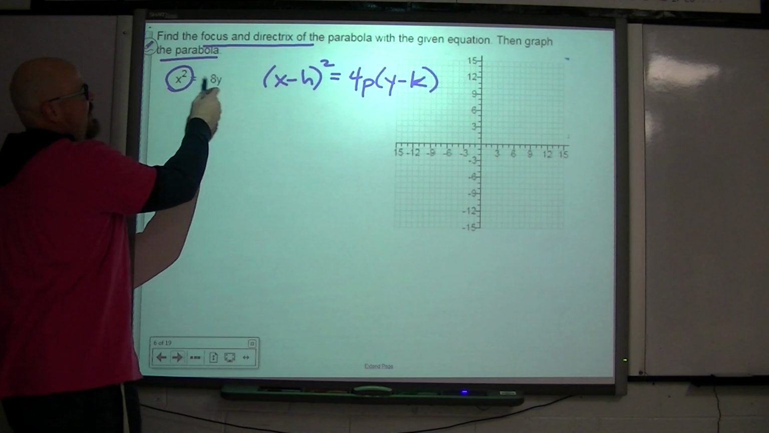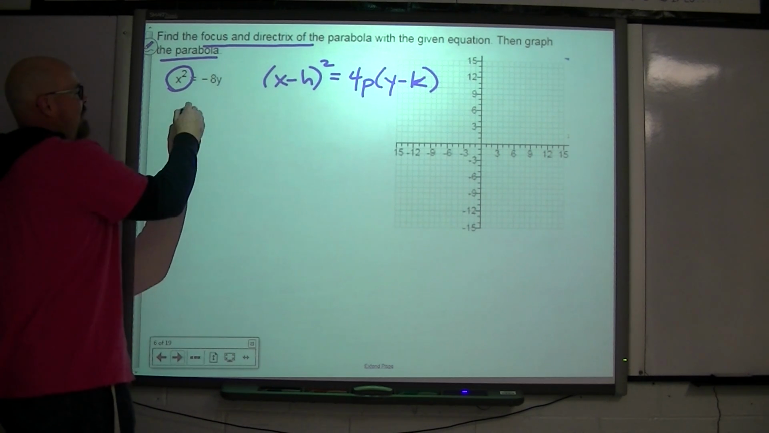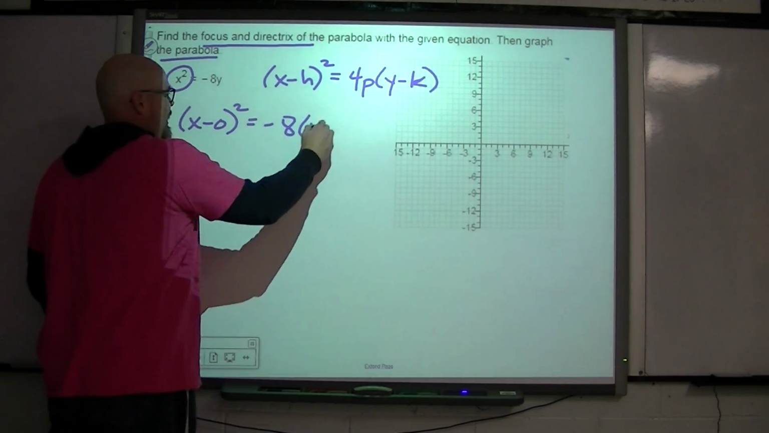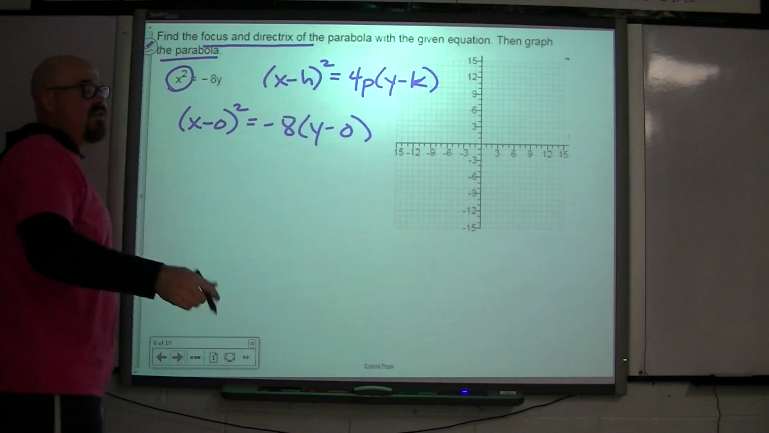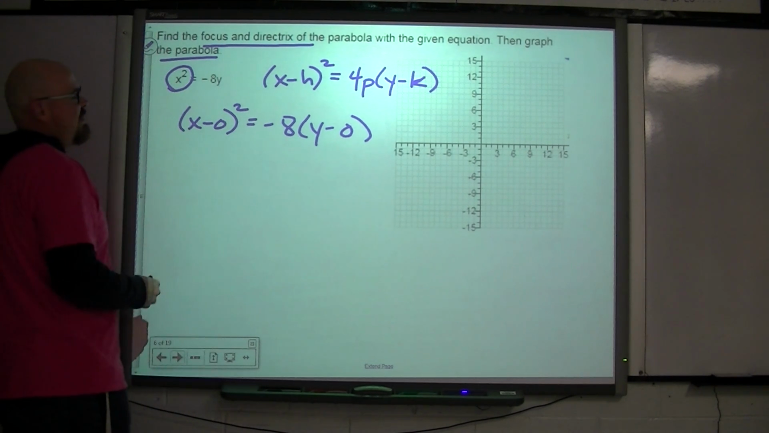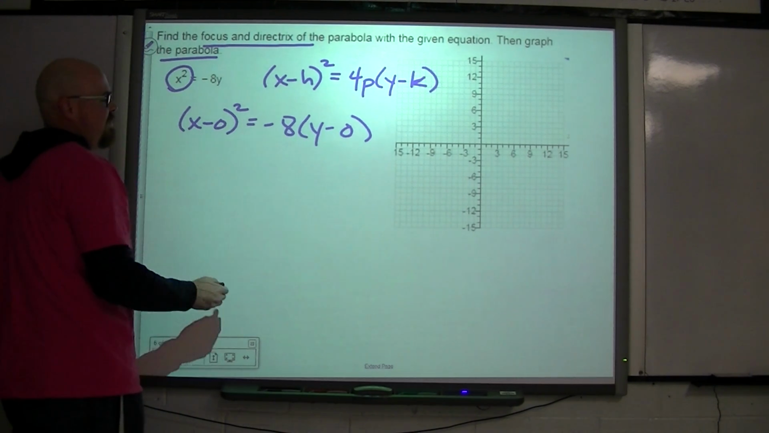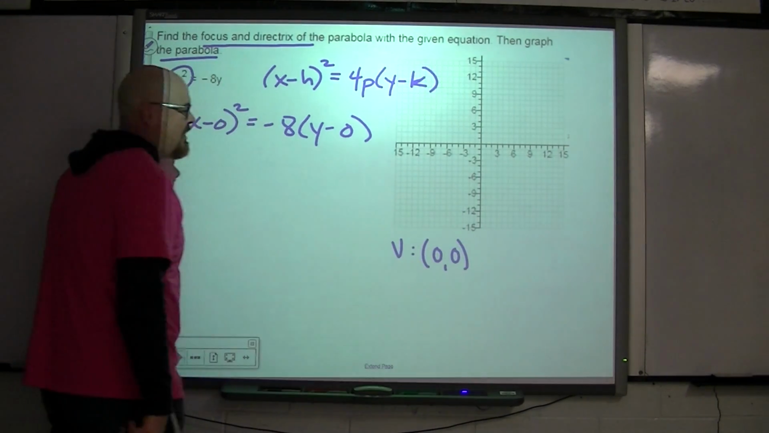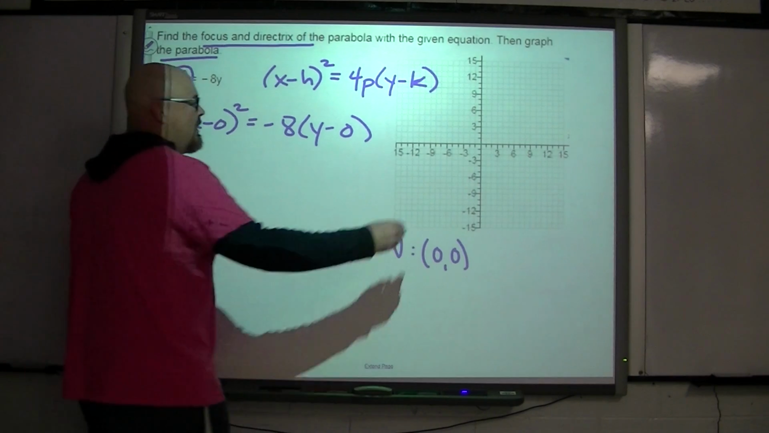Right now, I don't have any parentheses around the x or the y, so I can write this. If there's other terms around here, that changes things. We'll wait on that for a second, okay? But for right now, we're trying to keep things simple with these values of 0. So we know, I'm going to mark this down as we go, we know that the vertex is at 0, 0.